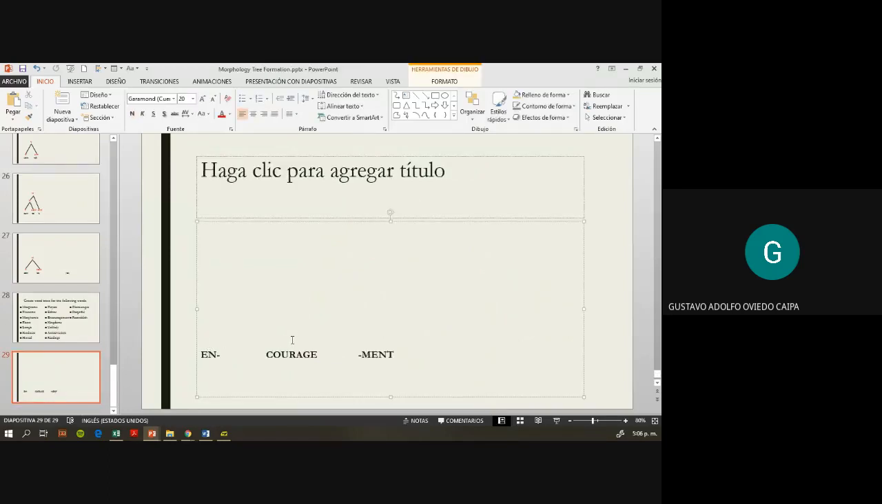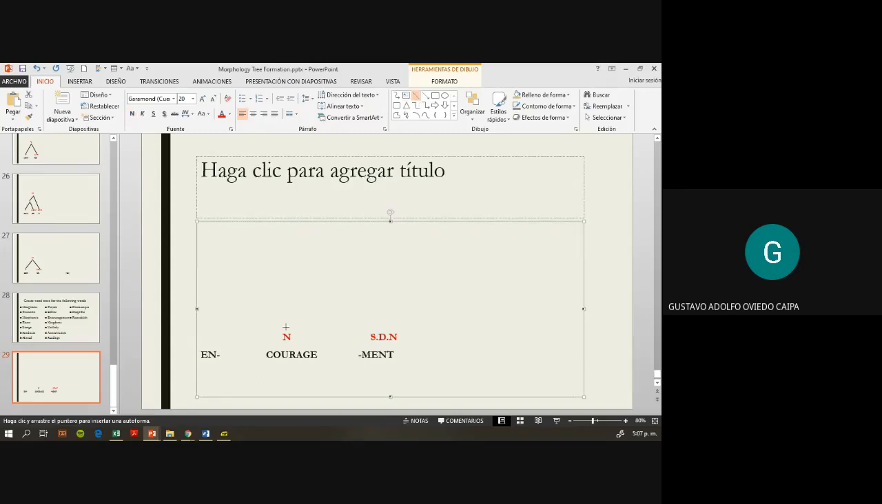So let's begin with the root, because that's normally where we should begin. So the root goes as follows. Courage. Courage will be a noun, right? She has a lot of courage. Meant. So as we said, we're going to move to the right. And this will be the S for the suffix. This will be derivational, and it will be for nouns.